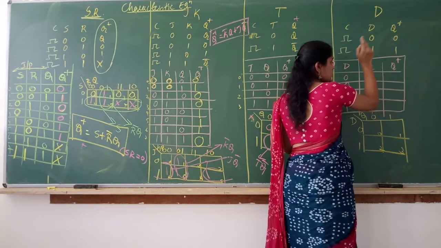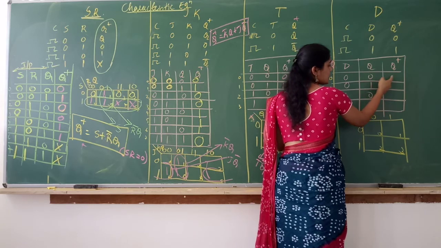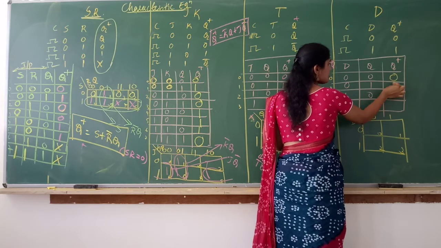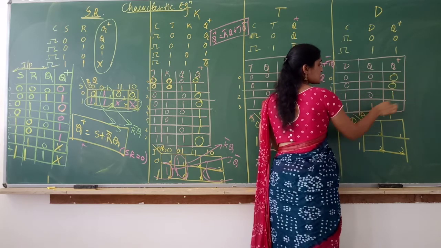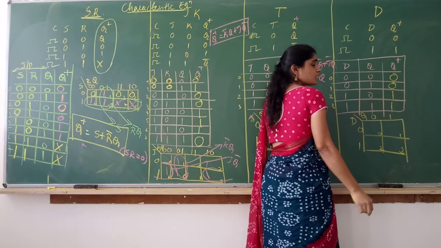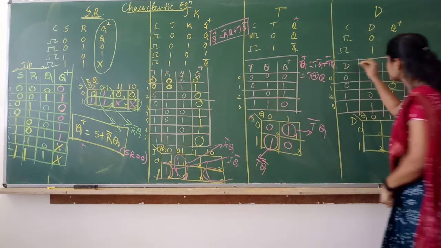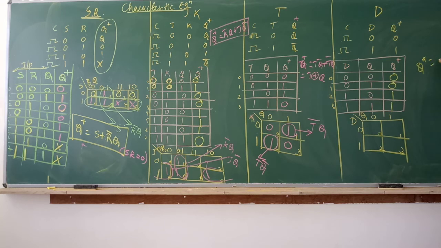In the same way for D flip-flop, if D is 0, the next state is 0. If D is 1, the next state is 1. So it is very simple. Q plus is the same as D. Let's see if we get the same or not. Substitute. Which are the min terms? 2, 3. 2, 3 are the min terms. Group it. So what do we get? D. So Q plus is equal to D.